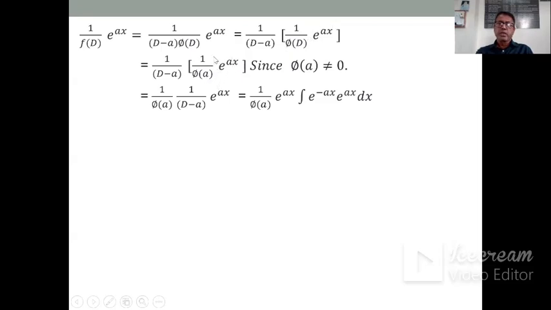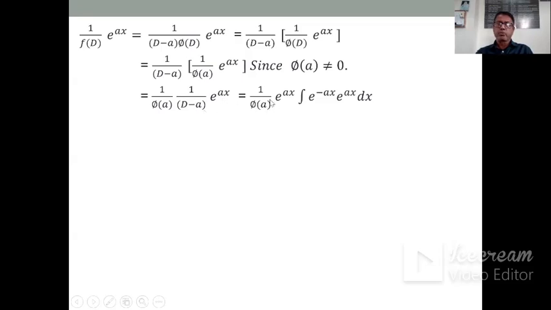Now 1 upon phi of a is a constant. We take it outside of this inverse differential operator, and we operate 1 upon D minus a on e to the power ax. We know the formula for this. We operate with 1 upon phi of a as it is.